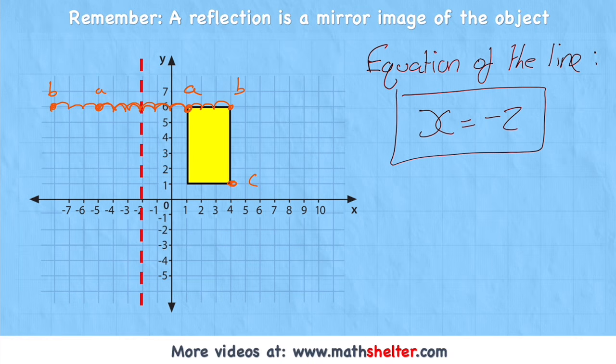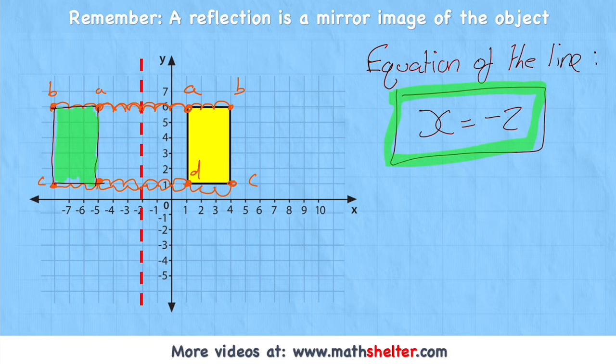Point C is 1, 2, 3, 4, 5, 6. So I need to go 6 past the mirror line. 1, 2, 3, 4, 5, 6. And point D, this one in the bottom left hand corner, is 1, 2, 3. So I need to go 1, 2, 3 past my mirror line as well. Redraw my shape. Again, you would have to use a ruler. I don't have that. And my reflected image would look like this. And that was a reflection across the equation x equals -2.